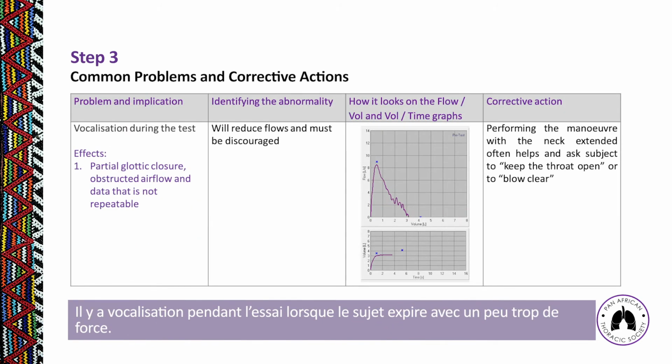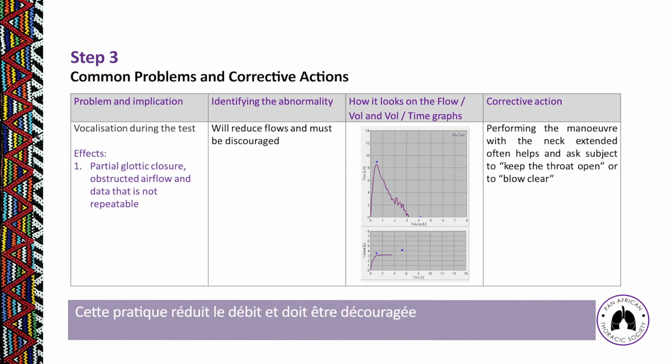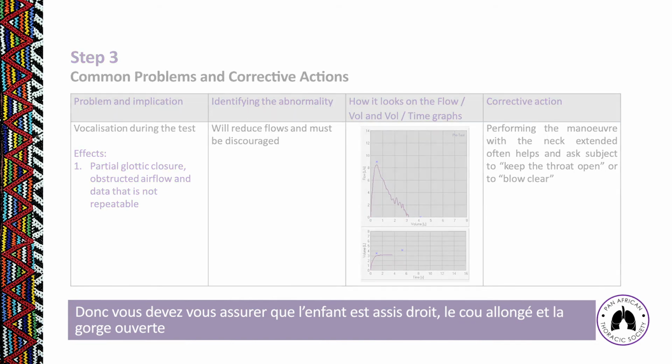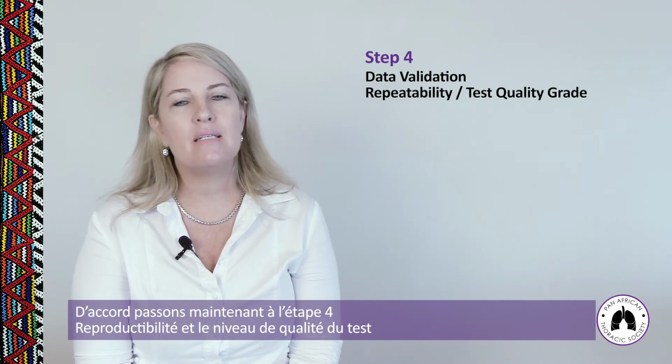Vocalization during the test is when the patient almost blows with too much effort. So normally a patient would blow like this. Okay, but in vocalization, the patient will often do this. Okay, so they blow the air against the back of their throat. This causes a partial glottic closure, obstructed airflow, and data that is not repeatable. So this will reduce the flows and must be discouraged. So you need to make sure that the patient is sitting upright and performing the maneuver with the neck extended and the throat open.